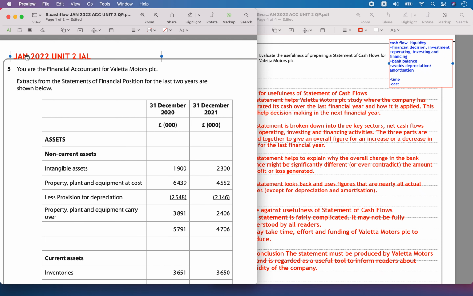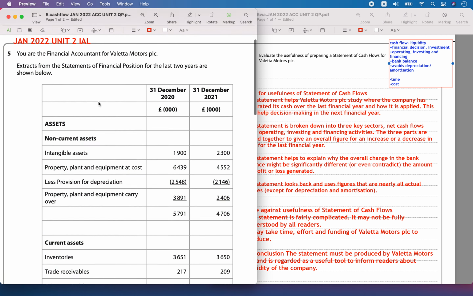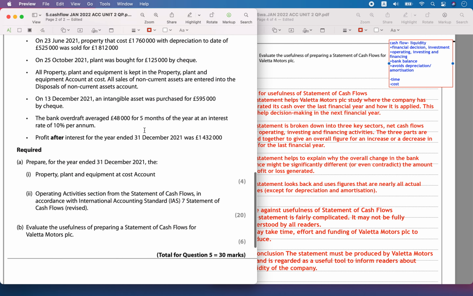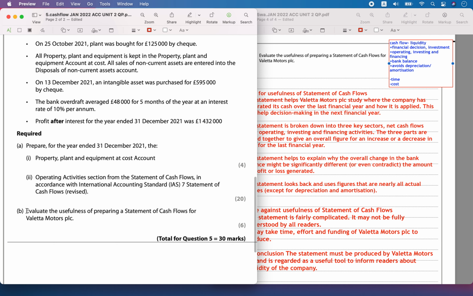Hello, today we are solving Jan 2022 Unit 2 IAL paper question number 5. You are the financial accountant for Valetta Motors PLC. So this is part B of the fifth question. Evaluate the usefulness of preparing a statement of cash flow for the Valetta Motors PLC.